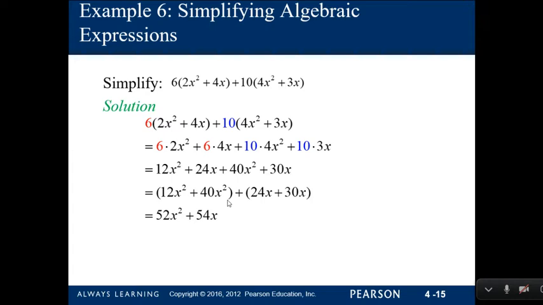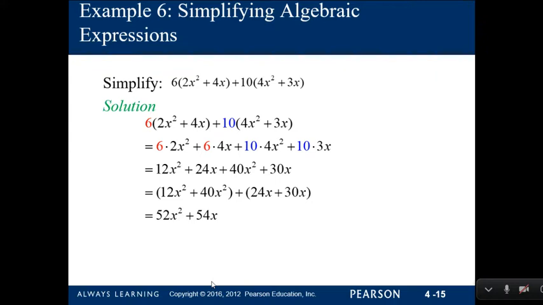Now, we have to combine like terms. That next step there that has the parentheses around it can be skipped. There's no reason to me to rewrite all that and put parentheses down. What I can do is look through here and look at terms that are alike. I see a 12x squared and a 40x squared. I know I'm going to add those. 12 plus 40 is 52. That's where they get 52x squared. 24x plus 30x, those are like terms. 24 plus 30 is 54. So I end up with 52x squared plus 54x.